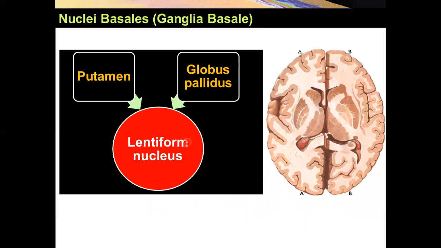Okay, now here is the putamen and the globus pallidus. Together they form the lentiform nucleus, or the lentiform nucleus is divided into putamen and the globus pallidus. Globus pallidus means pale globe because it is lighter in color compared to putamen. That's why it's called globus pallidus.